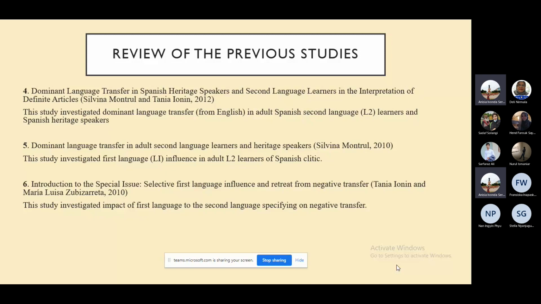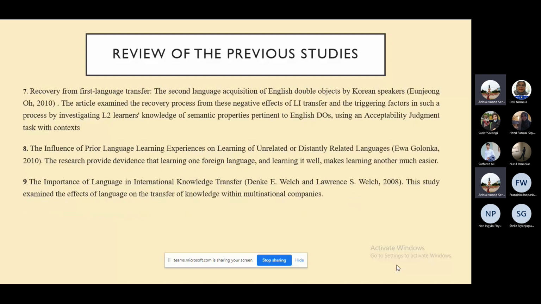Six, introduction to the special issue: selective first language influence and retreat from negative transfer. This study investigated the impact of first language on the second language, specifically negative transfer. So basically, there are two transfers, positive and negative. Positive is more like we try to achieve the goal, while negative is where we change the goal. And the seventh, recovery from first language transfer, the second language acquisition of English double object by Korean speakers. This article examined the recovery process from negative effects of first language transfer and triggering factors in such a process by investigating second language learners' knowledge of semantic properties of English DO or double objects using the unacceptability judgment test with context.